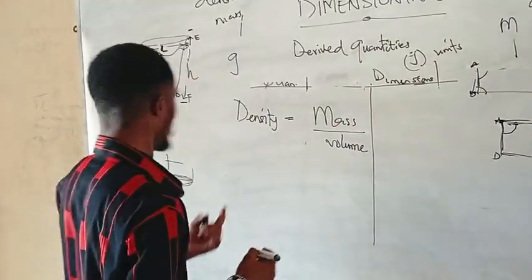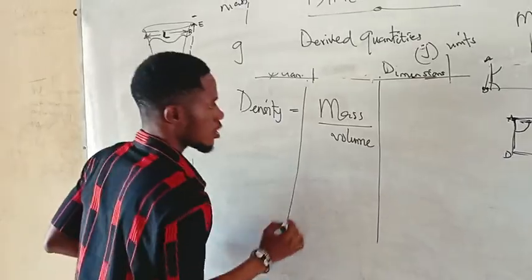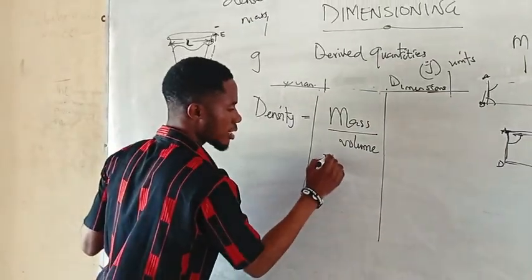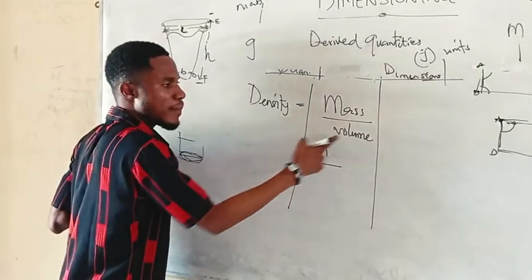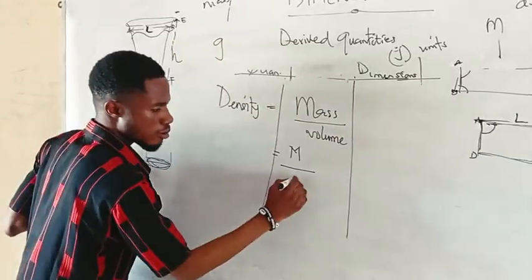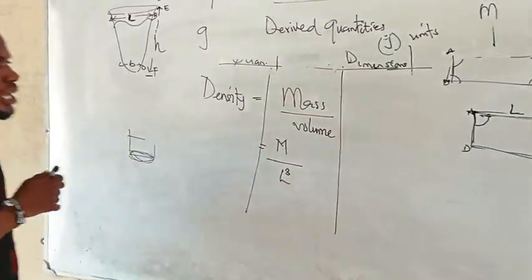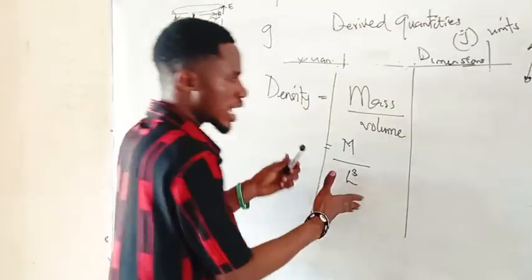Now, from what we have done, what is the dimension for mass? Is what? M, right? M, all over. What is the dimension for volume from what we have just done? We have that is what? L cube. Now this is the simplest way to solve something like this.